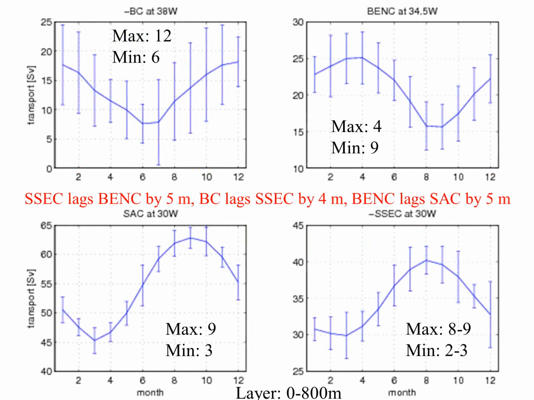And essentially what happens here is that the south and south equatorial cone lags the Benguela cone by about 5 months. And the Brazil cone transport lags the south and south equatorial cone by 4 months. So basically this maximum here from the Brazil cone is in month 12, and here it's 8 to 9, so there's a 4 month offset. And then, similar to the Benguela cone, the South Atlantic cone has a lag of about 5 months.